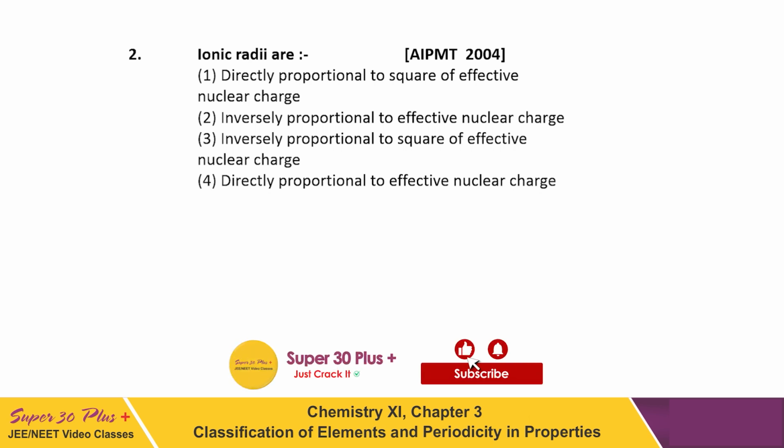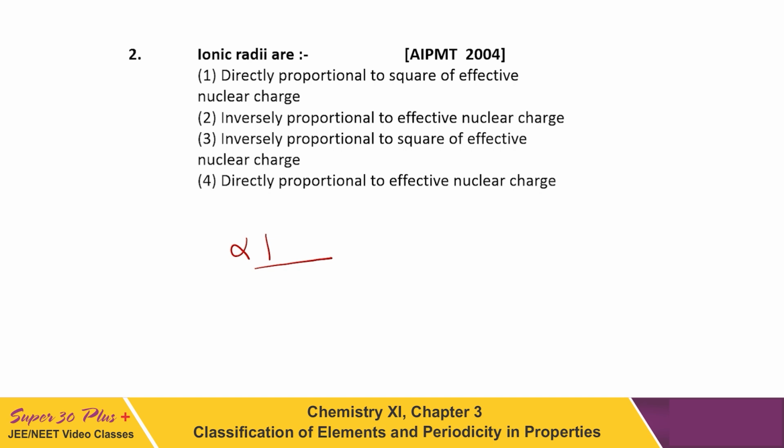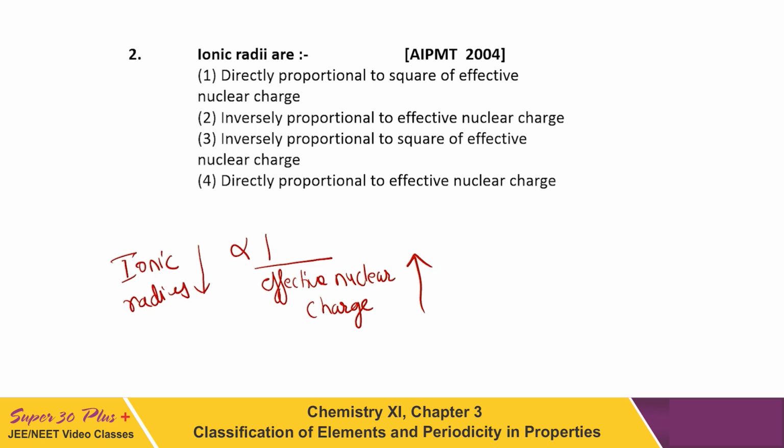So ionic radii, whether cationic radii or anionic radii, is inversely proportional to 1 upon effective nuclear charge. For the more effective nuclear charge, the ionic radius will be small. So this relation is inversely proportional. The answer of this question, which was asked in All India Pre-Medical Test 2004, is option number 2.